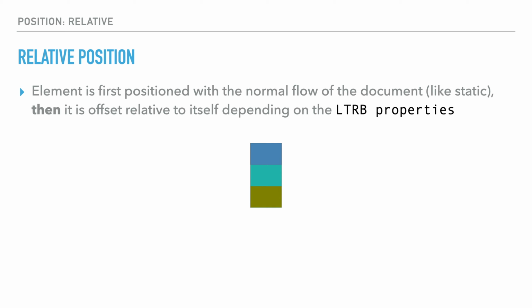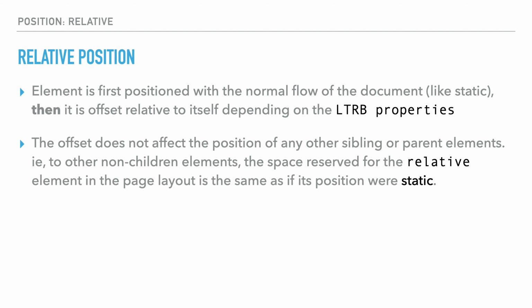Then it would be offset from its initial position by those amounts without affecting any of the other elements, which are following the normal flow of the document. This offset does not affect the position of any other sibling or parent elements. What I mean by this is the space reserved for the relatively positioned element is the exact same as the static type. It's almost as if the other elements have no idea that it is relatively positioned.